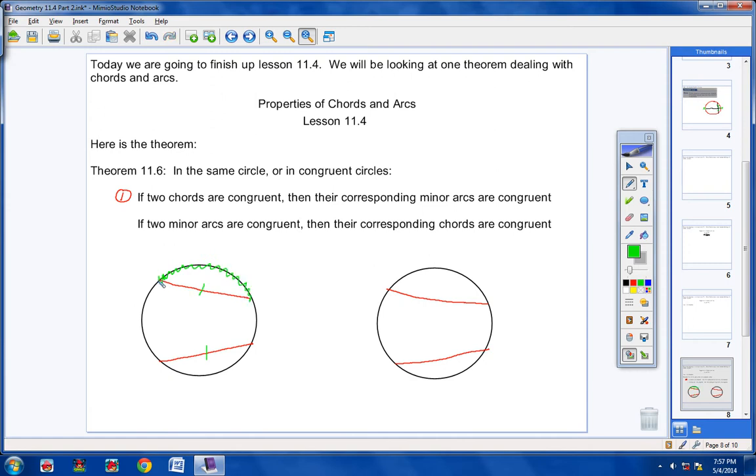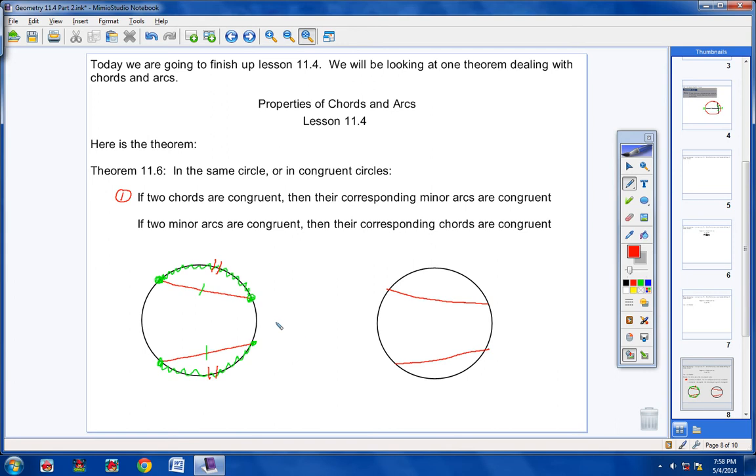It goes from this endpoint to this endpoint on the circle. The minor arc for this chord goes from this endpoint here to this endpoint here. Are you ready? Here it is. If two chords are congruent, then you know immediately that their two minor arcs are also congruent.